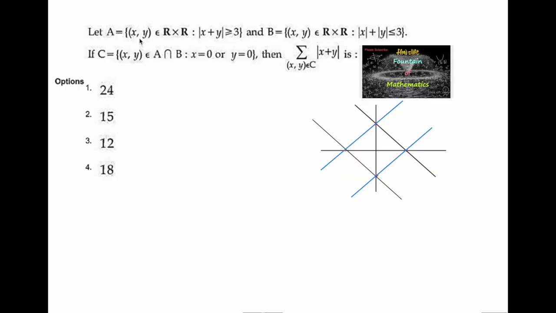Given a set A is equal to ordered pairs x comma y belongs to R cross R such that mod of x plus y is greater than or equal to 3, which implies that x plus y is greater than or equal to 3, or x plus y is less than or equal to minus 3. Since we know the inequality, mod x is greater than or equal to a implies x is greater than or equal to a, or x is less than or equal to negative a.